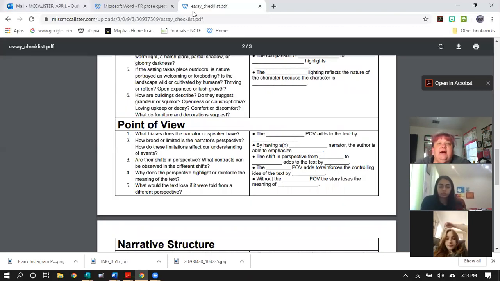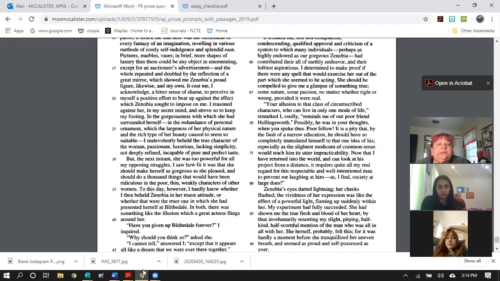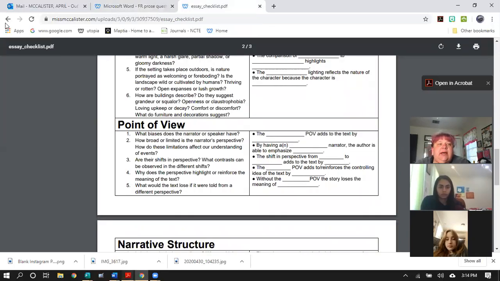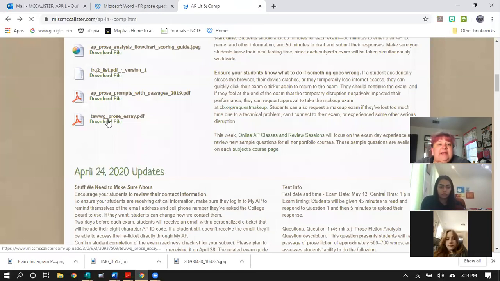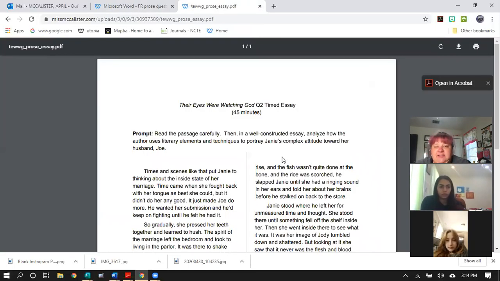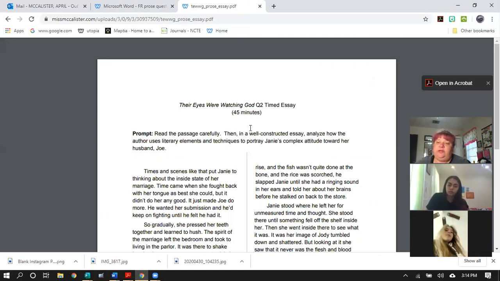Then we looked at, let me see if I have it. Okay. Then we looked at this passage, this Their Eyes Were Watching God passage. I'm going to leave it. It's on our website. Why don't y'all take a few minutes and read it so we can talk our way through it. Like, what would we put? How would we write our thesis statement? What would we do? Does that make sense?